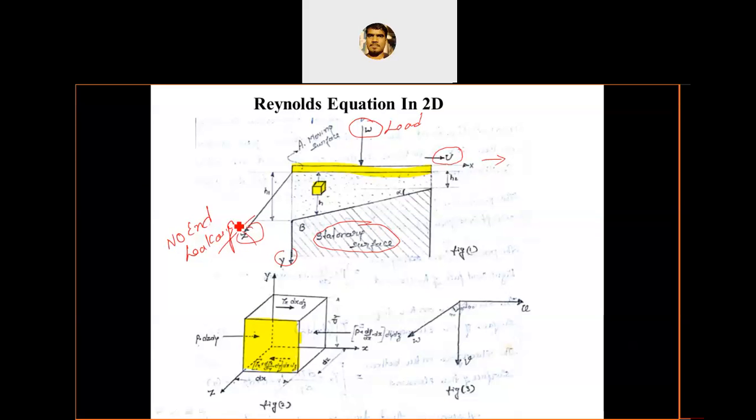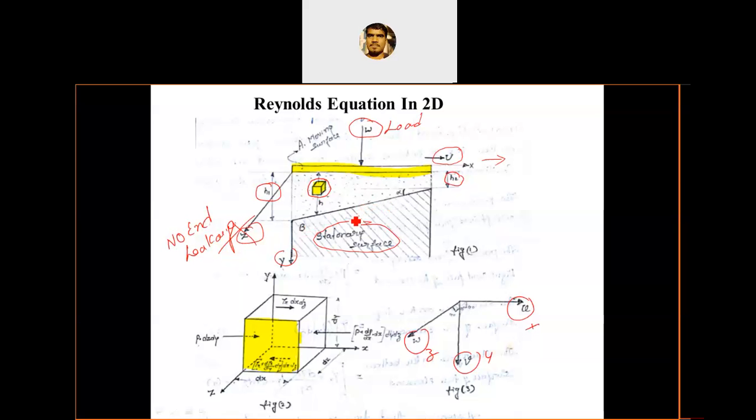Now consider a small imaginary element in the fluid film, between the moving surface and the stationary surface. The positive directions of the velocity components are u, v, w in the x, y and z directions. Here h is the width of the fluid film, where h1 is the entry thickness and h2 is the exit thickness. Compared to h2, h1 is higher because it is a taper, a tapered cross section.